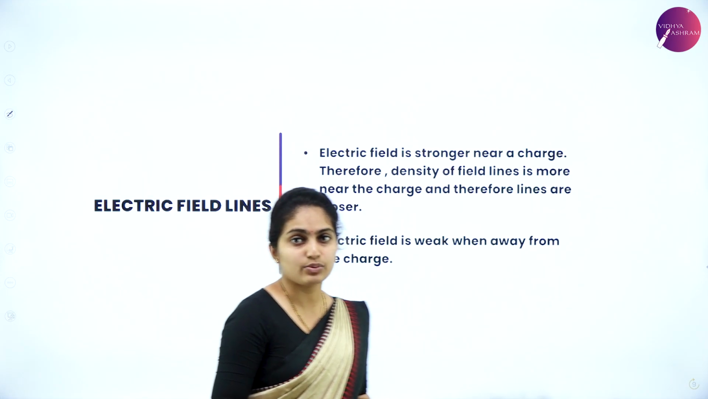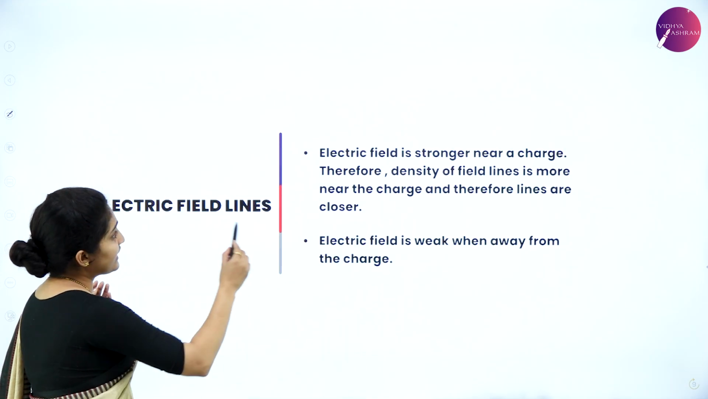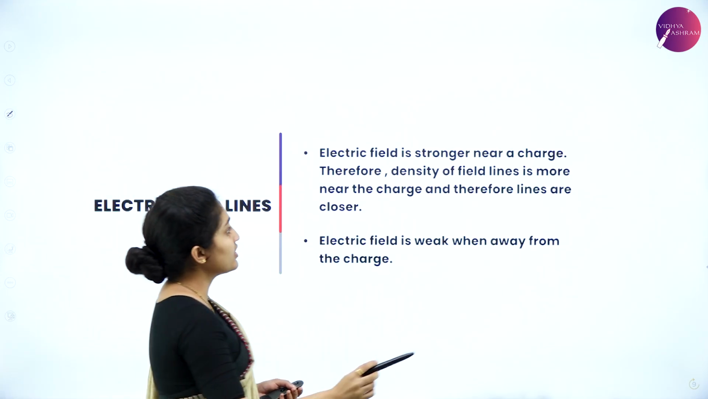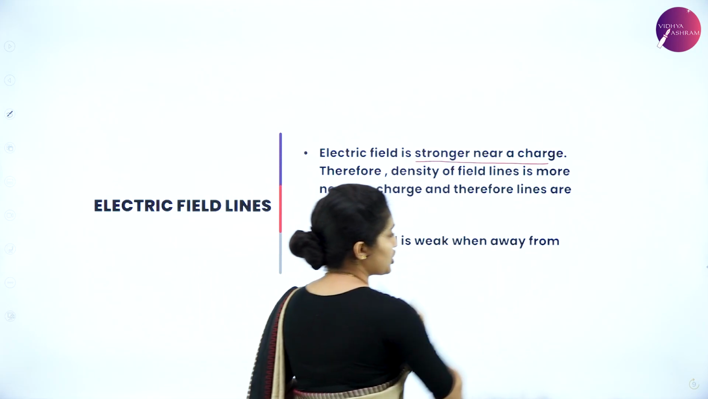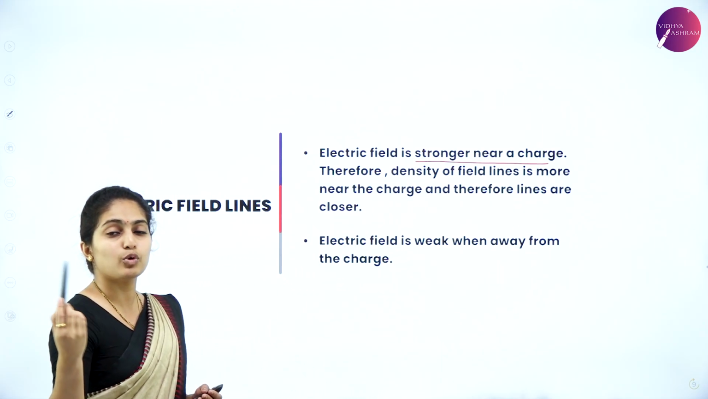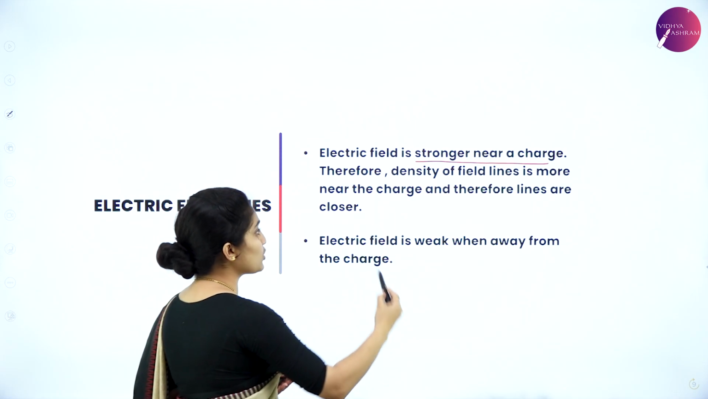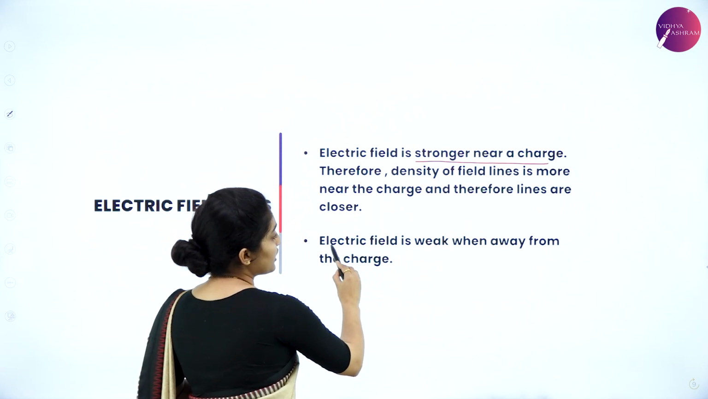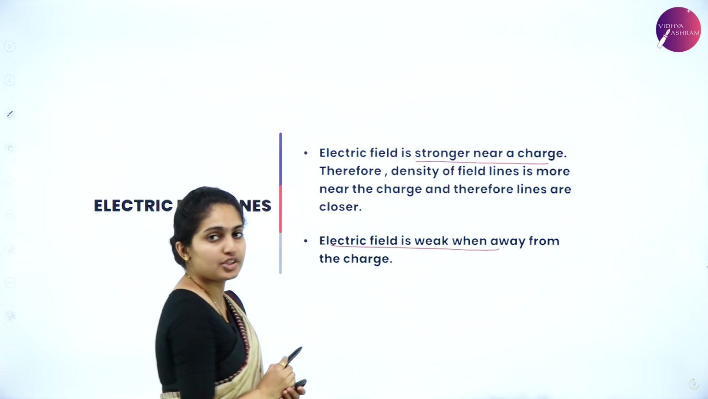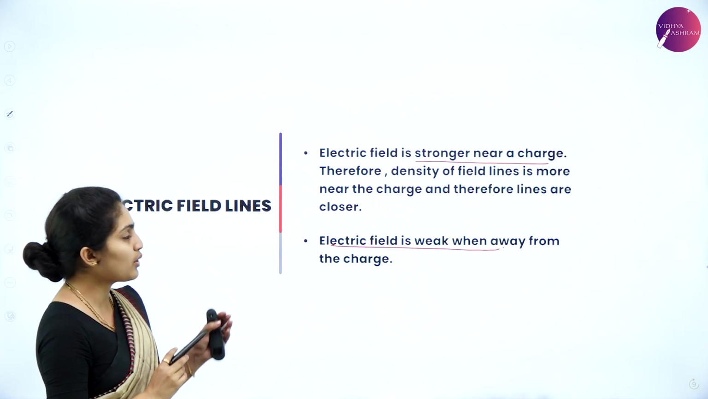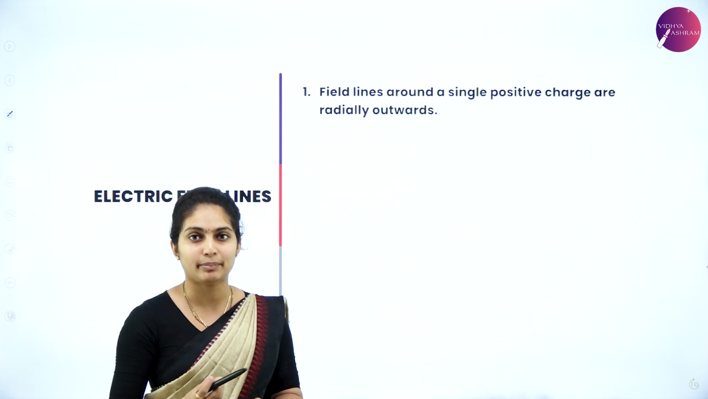Understood? So next, electric field lines are stronger near the charge, but as they move away from the charge, they become weaker. So the electric field is weak when it is away from the charge. Those two are concepts you have to remember.